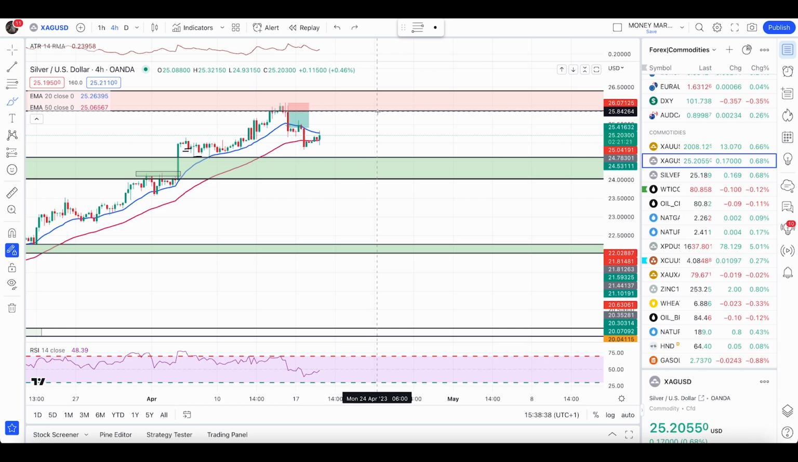The zone above for silver is 25.86, and goes up to 26.40. This is the zone from where I want to look for my sell trade. So I have these zones on the charts for possible trades.